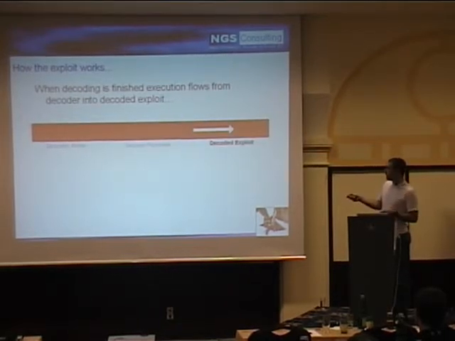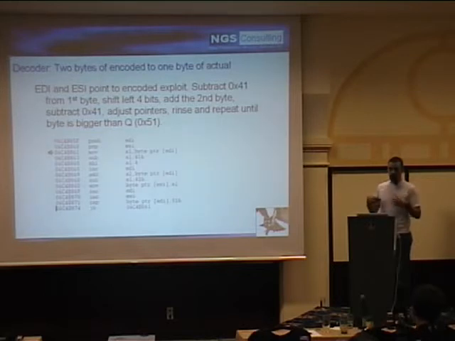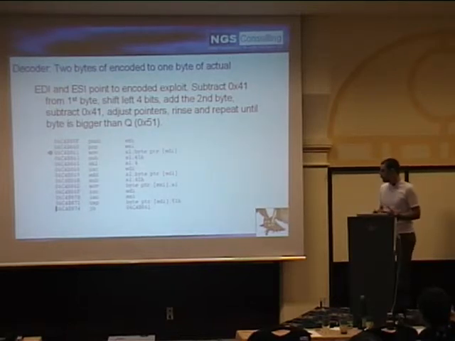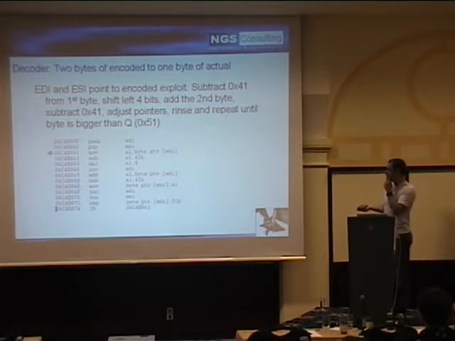And eventually, the decoder finishes, and we continue execution from there onwards. So that way we can get our arbitrary code across without having to worry about there being characters greater than 0x7F.